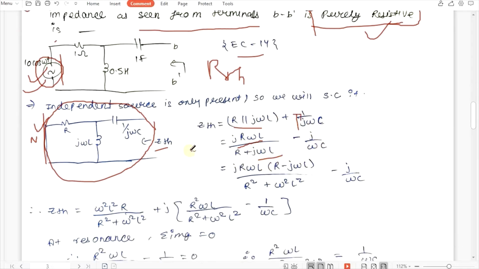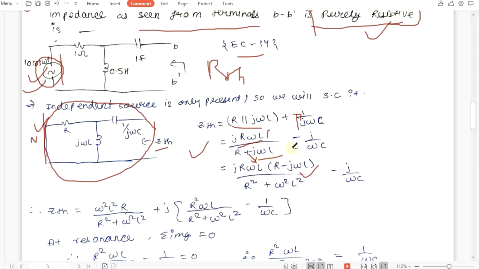Okay, now we have the task that we have to separate our real and imaginary part. To do so, we are not going to cross multiply it. We are going to rationalize this part such that we will get the imaginary and real part of this term. So let's rationalize it. It will be j R omega L times (R minus j omega L), and at the denominator it will be R plus j omega L multiplied by R minus j omega L.